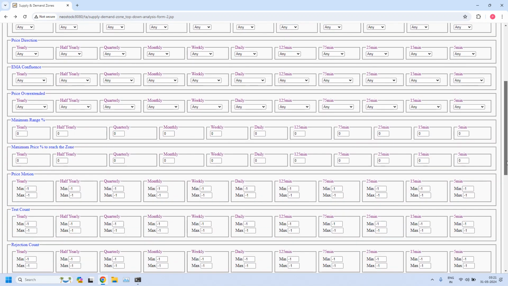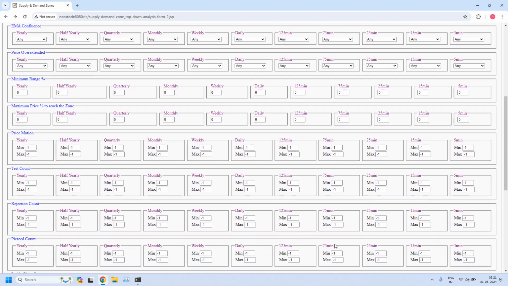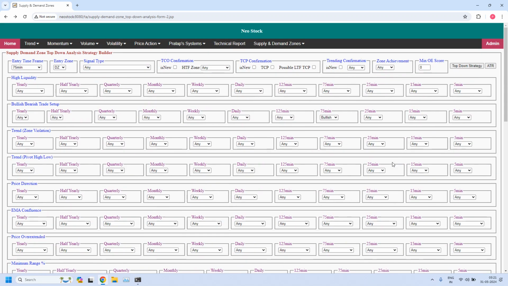The three filters. First filter, pierced count in 75 minutes time frame. Minimum value, I am selecting the value 0. Maximum value, I am selecting the value 0. And zone achievement is violated opposing zone. Minimum odd enhancer score should be 12.